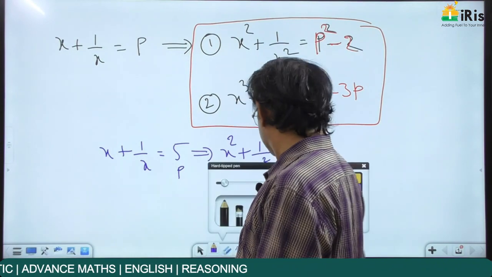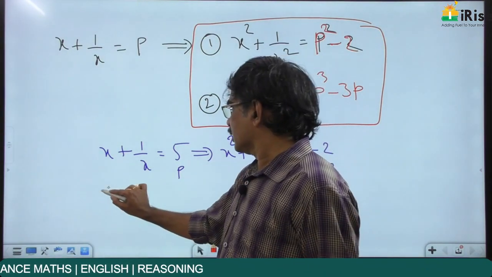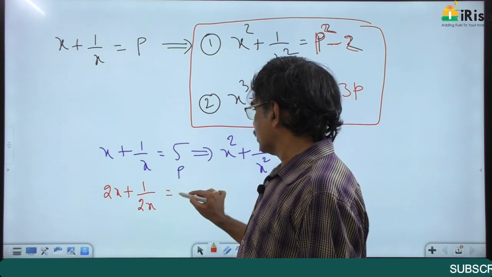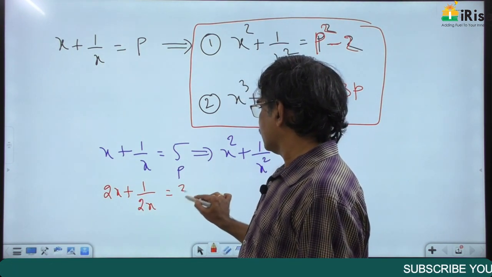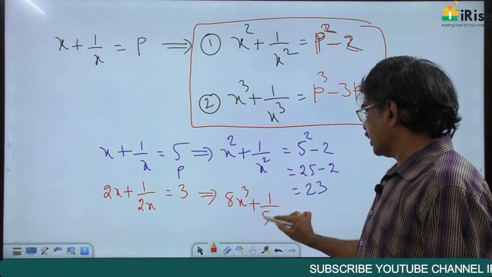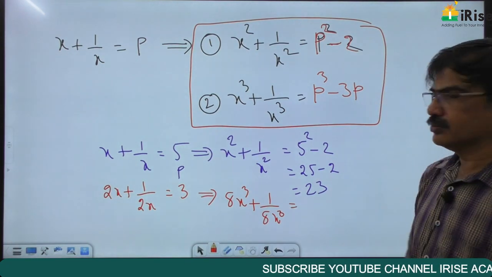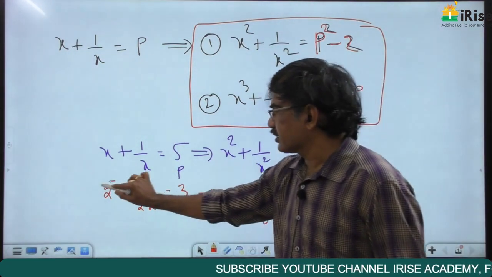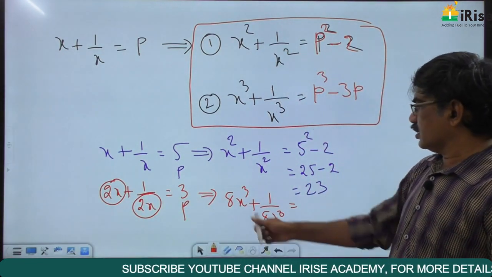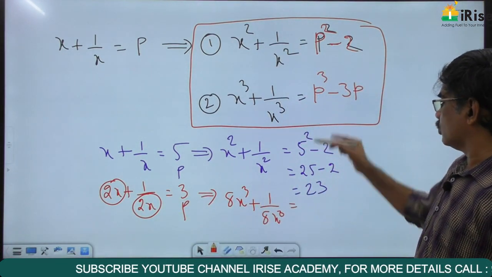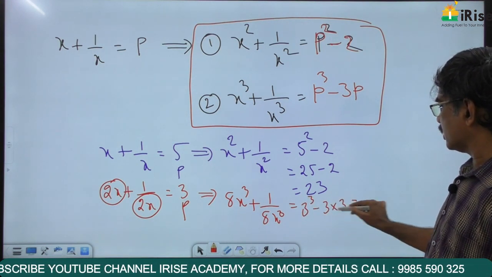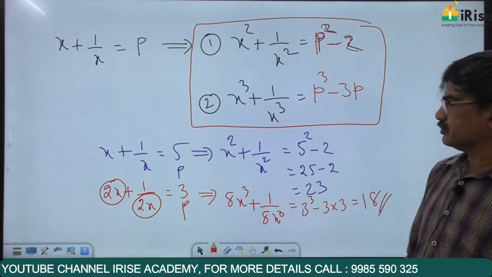For example, if 2x plus 1 by 2x is equal to 3, then what is 8x cube plus 1 by 8x cube? Consider this as a. a plus 1 by a is equal to p, a cube plus 1 by a cube is equal to p cube minus 3p, 27 minus 9, which is equal to 18.